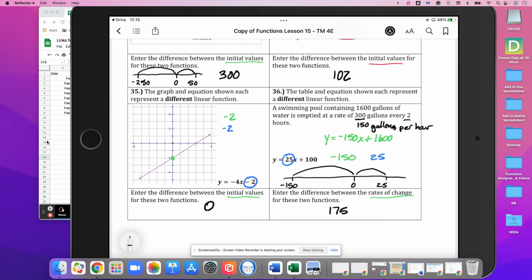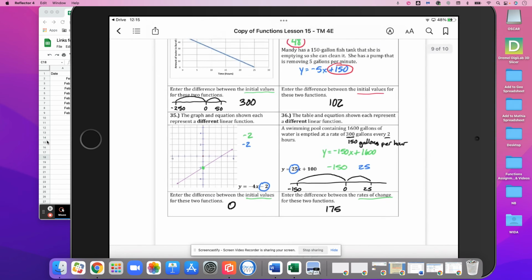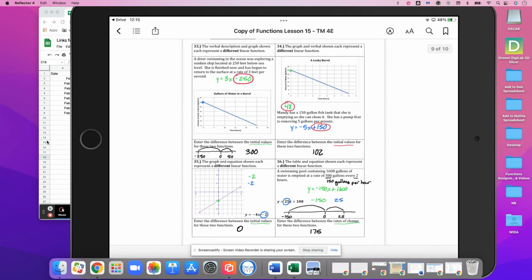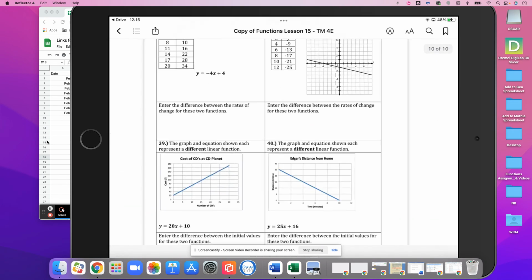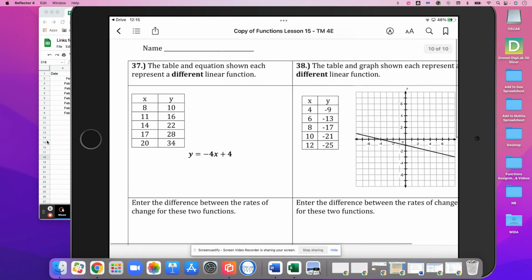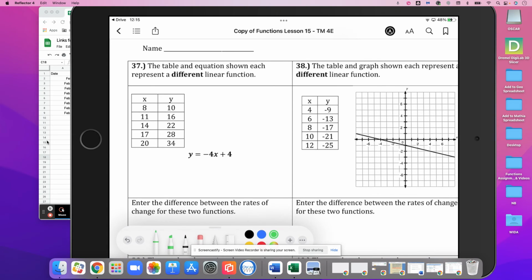Pardon me, everyone. I'm losing my voice a little bit. So I'll be on to 37 through 40, and that's going to be it for this video. So 37, what we've got is we are looking for the difference between the rate of change and also for 38. So I always want to be checking those just to make sure I'm doing the right thing.